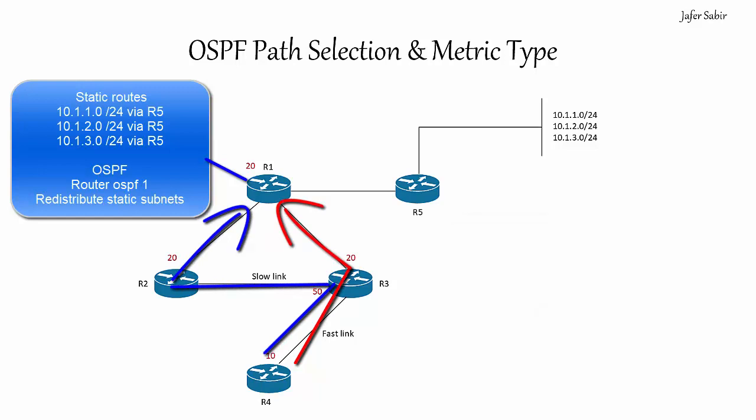So whether it takes the path R4 to R3 to R1, it will have a cost of 20, or whether it takes a path of R4 to R3 to R2 to R1, it will have a cost of 20. So they will have the same cost. And in this case, what happens with the path is it will usually perform equal cost load balancing, which means it will send one connection over R3 then R1, and another connection over R3 to R2 to R1. So it will take two different paths to get to the subnets.